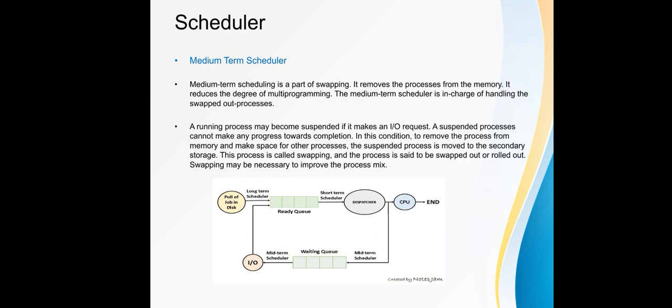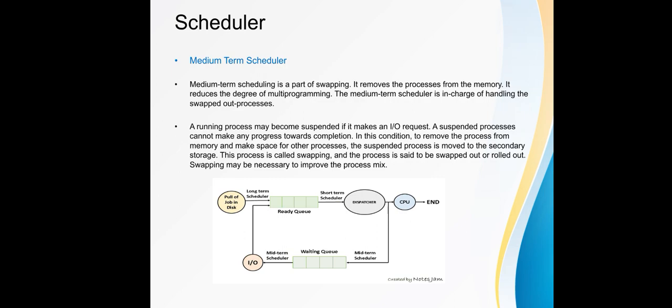In this condition, to move the process out of memory and make space for other processes, the suspended process is moved to the secondary storage. This is called swapping, and the process is said to be swapped out or rolled out. Swapping may be necessary to improve the process mix. Such schedulers are called medium term schedulers, and the figure clearly explains all these processes.